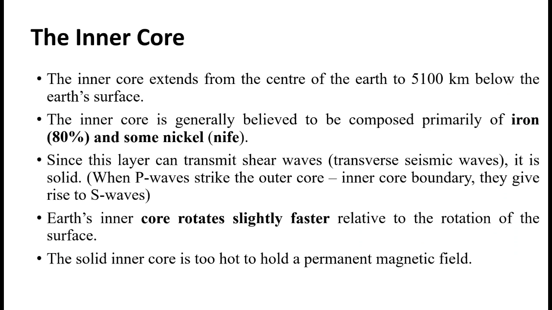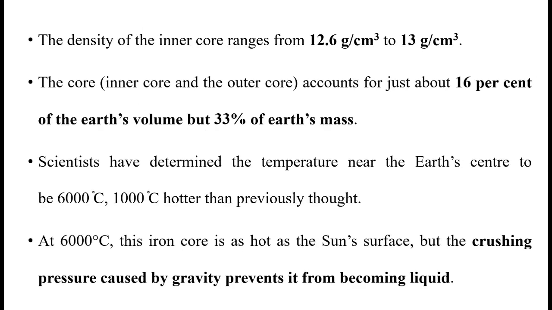Then the inner core. The inner core extends from the center of the Earth to 5100 kilometers below the Earth's surface. The inner core is believed to be composed primarily of iron and some nickel. Since this layer can transmit shear waves, it is solid. The Earth's inner core rotates slightly faster relative to the rotation of the surface. The solid inner core is too hot to hold a permanent magnetic field. The density varies between 12.6 grams per centimeter cube to 13 grams per centimeter cube. The core accounts for just about 16% of Earth's volume but 33% of Earth's total mass.